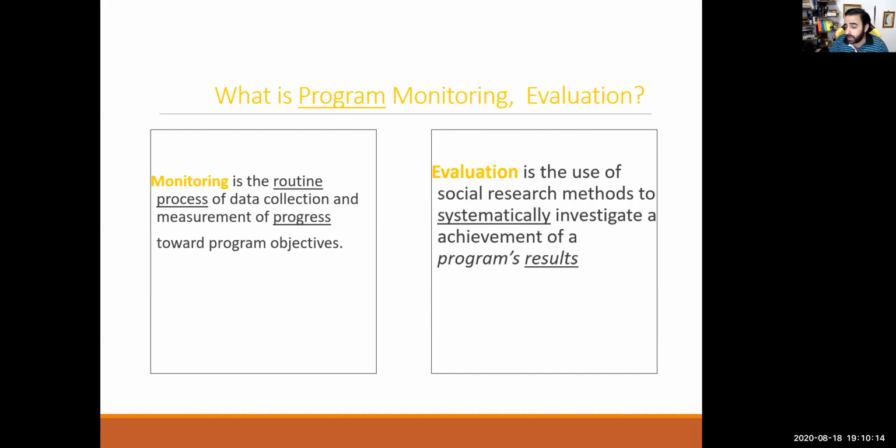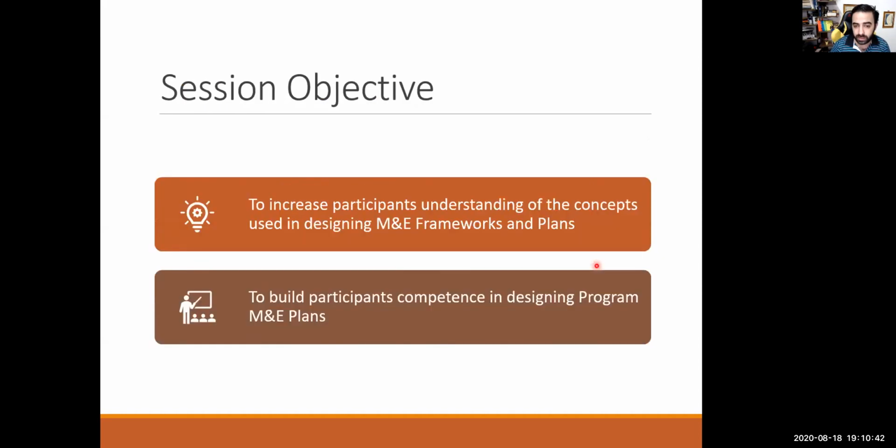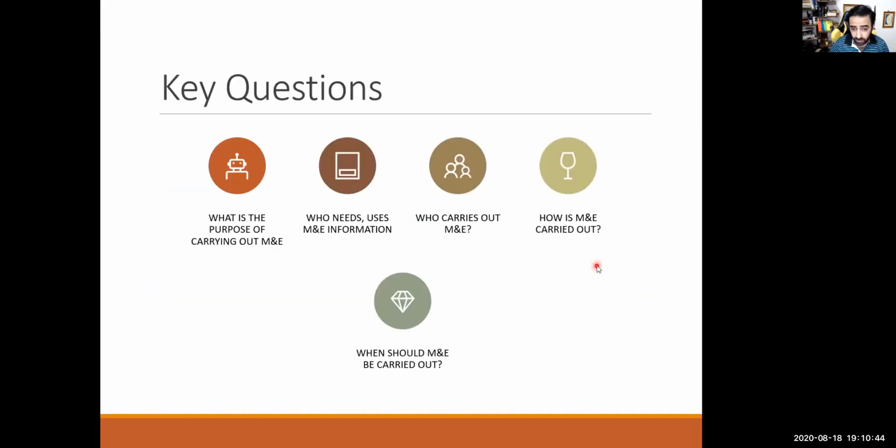Evaluation is a social research method to systematically investigate the achievement of program results. So here you are reaching the objective. And after 3 or 4 objectives, or main key objectives of the program, you will come back here to the result. Yeah. We already spoke about that, so I don't want to take from the time, but I'm going over it for everybody to make you remember that.